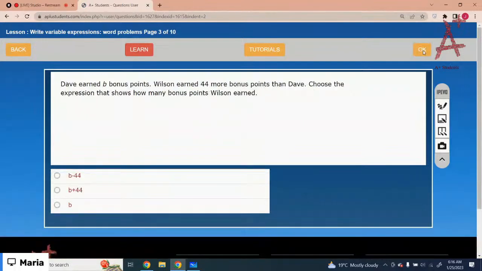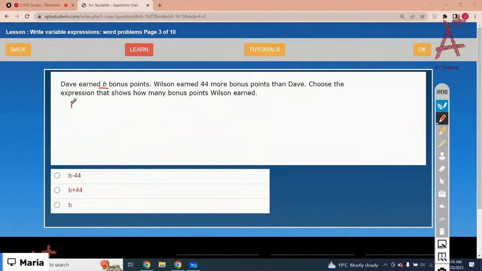Okay, Dave earned B bonus points. Wilson earned 44 more bonus points than Dave. So Dave has B points. Wilson earned 44 more. 44 more means you have to add. So Wilson has B plus 44. Got it?